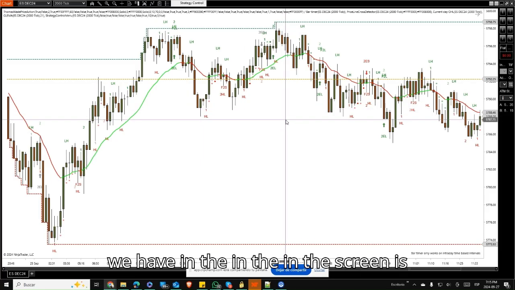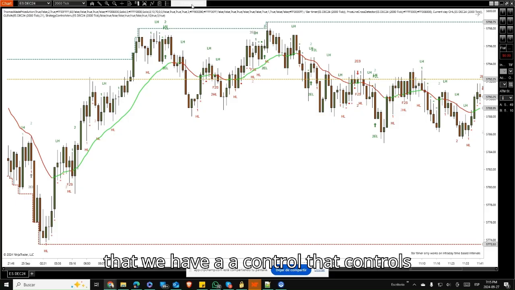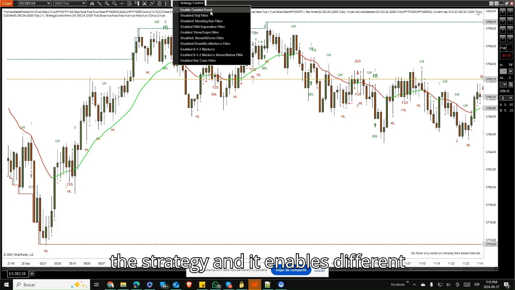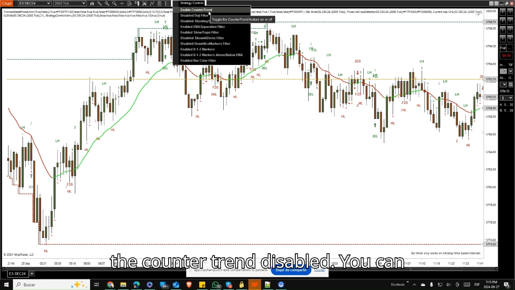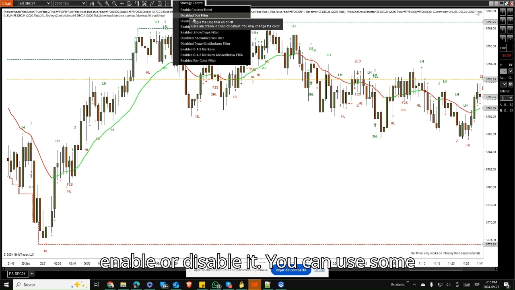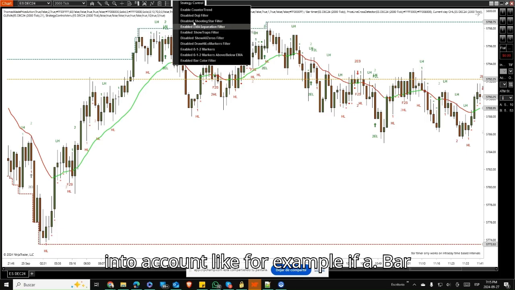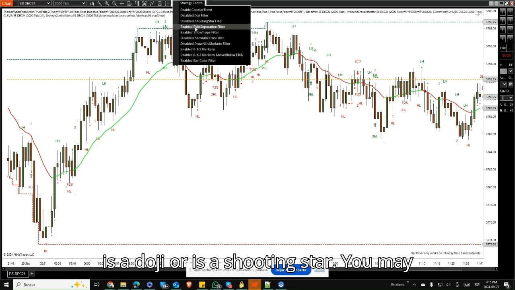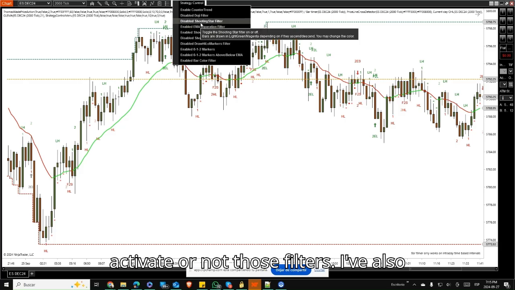The other thing we have on the screen is a control that controls the strategy, and it enables different things. For example, right now I have the counter trend disabled. You can enable or disable it. You can use some fancy filters that you also take into account. Like, for example, if a bar is a doji or a shooting star, you may or may not take a trade depending on whether you activate those filters.